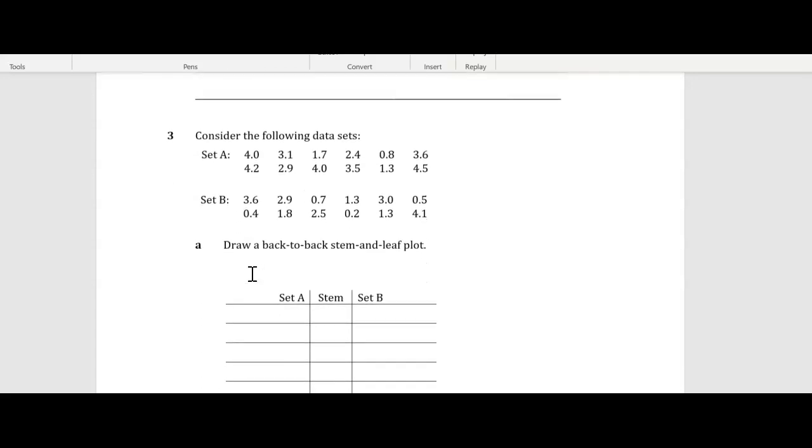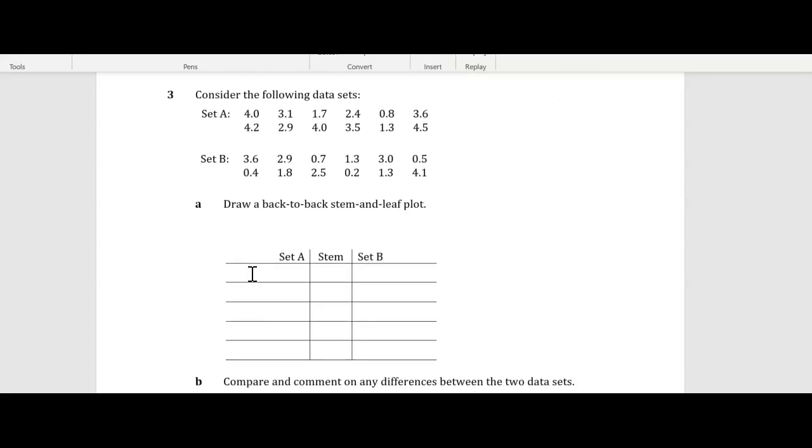All right, so question 3, we've got set A and set B, and we're doing back-to-back stem and leaf plots. This is a bit annoying because they're not in order. So let's just work out our stem first by looking at our lowest value for both sets, which looks like it's 0.4, and our highest value is 4.5. Okay, so for my stem, we're going from 0, 1, 2, 3, 4.